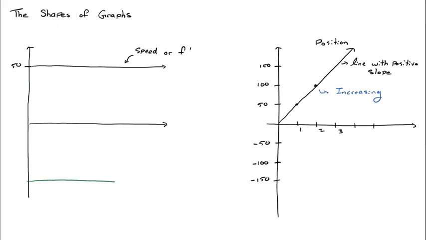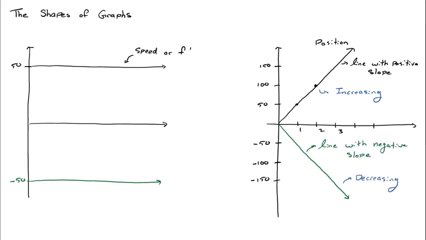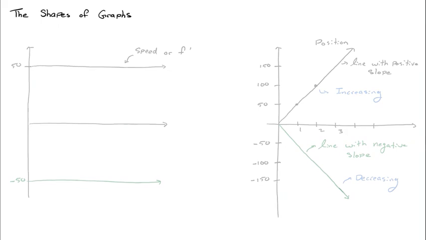What if we were driving backwards, so our speed was minus 50 miles per hour? Now, instead of increasing, position is decreasing. It's a line with negative slope. Remember, if the derivative is positive, the original function is increasing. And if the derivative is negative, the original function is decreasing.